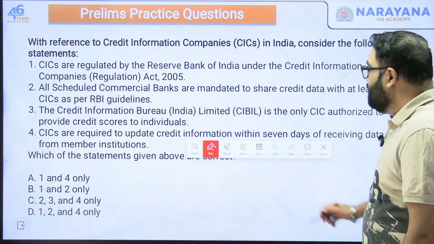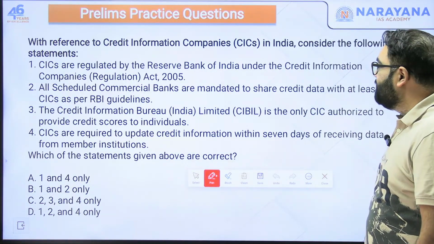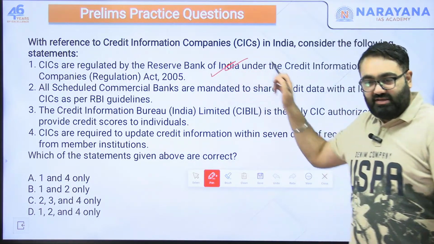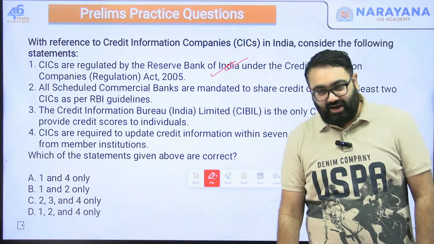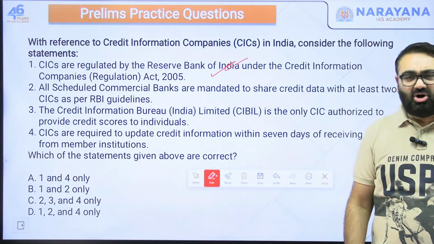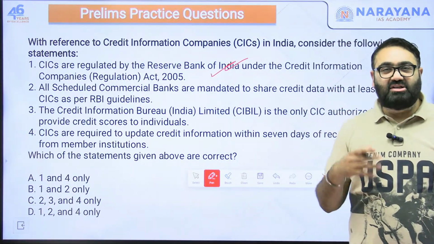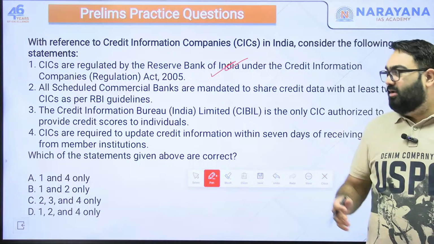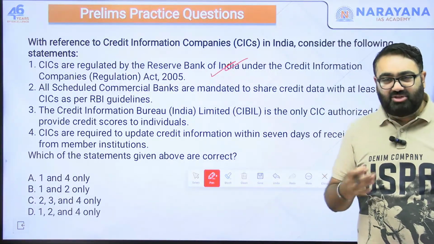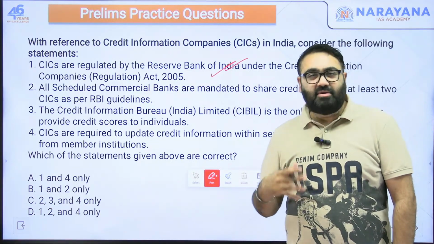Number 1. The CICs are regulated by the Reserve Bank of India under the Credit Information Company Regulation 2005, exactly what we discussed. These are regulated by RBI. These have to take a license from the RBI. Only when the RBI allows you to function, you can, because again, they are working as an integral part of the financial system in India. They carry a lot of personal information, and that is why they can't just be allowed to randomly operate. RBI first allows them, regulates their working.